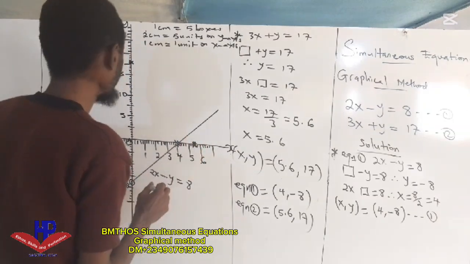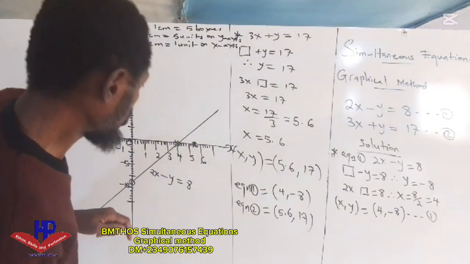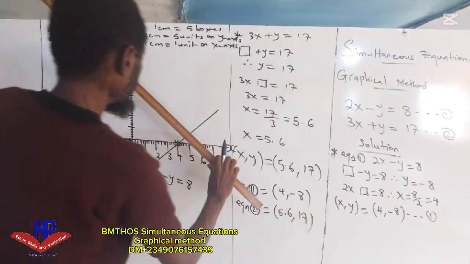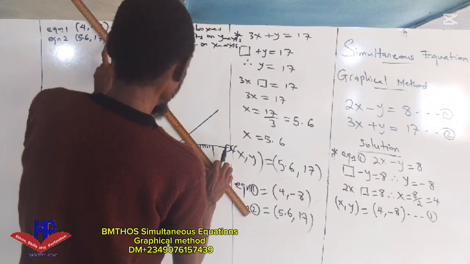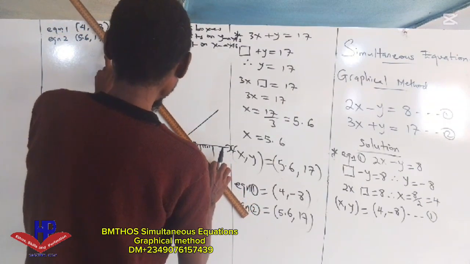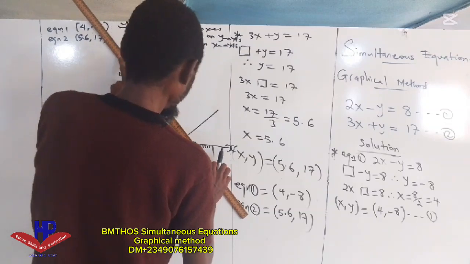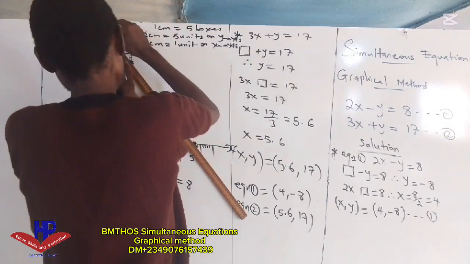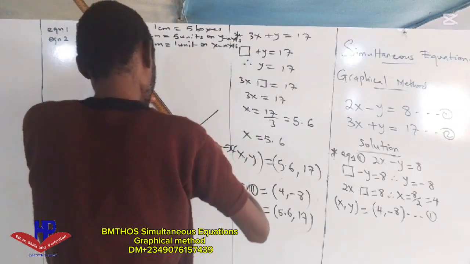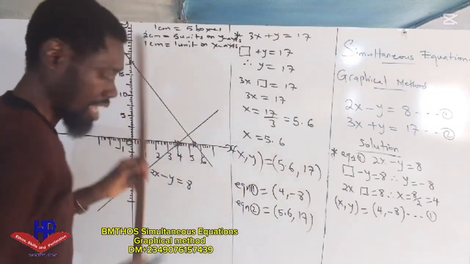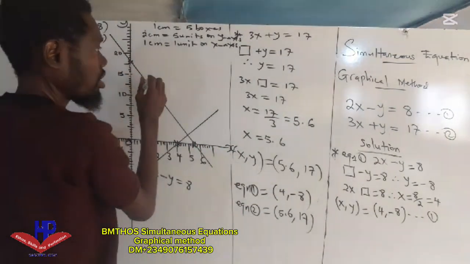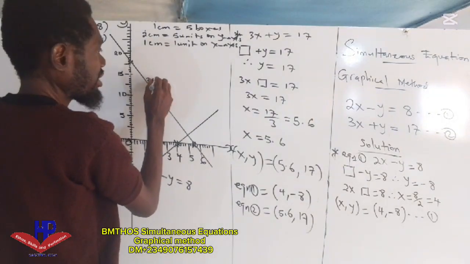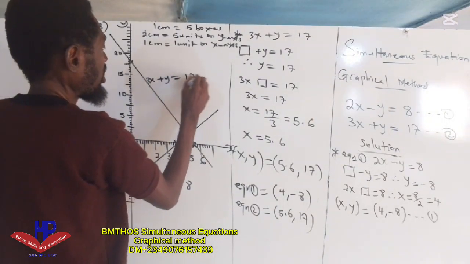Now take your ruler and join the 2 coordinate points. I hope you're following this class properly. Join the 2 coordinate points properly and draw as long as you can. Good. That is the second equation, 3x plus y is equal to 17.